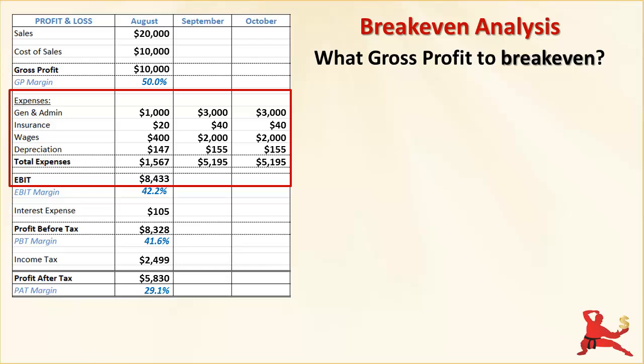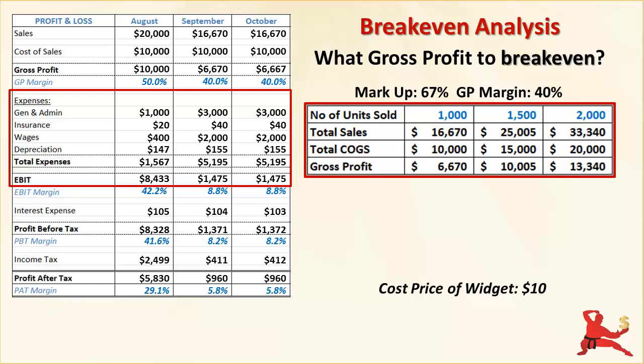Our widget market is growing strongly, but there's huge pressure on pricing. We used to have a markup of 100%. That gave us our GP margin of 50%. If we have to drop our markup to 67%, that reduces our GP margin to 40%. So at this reduced markup, if we only sold 1,000 widgets as we did in August, we would still be able to achieve a small positive EBIT.